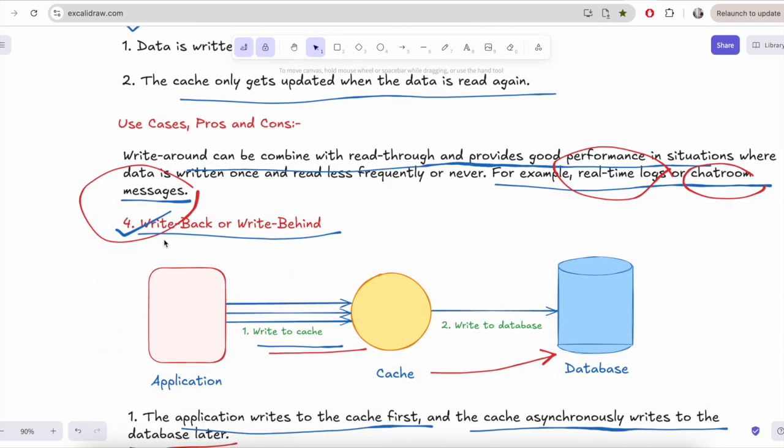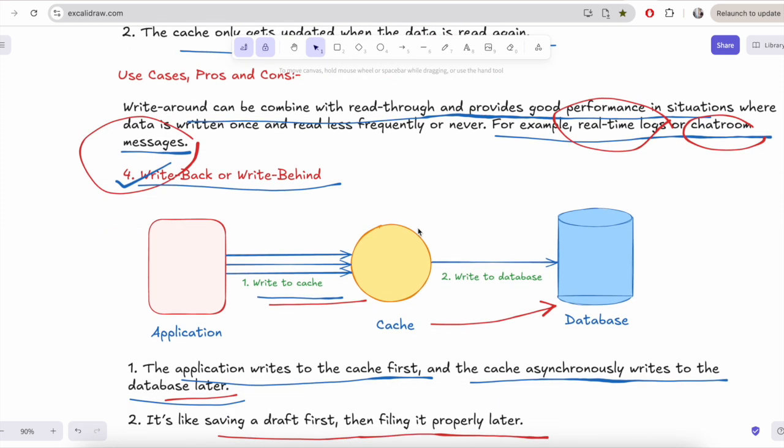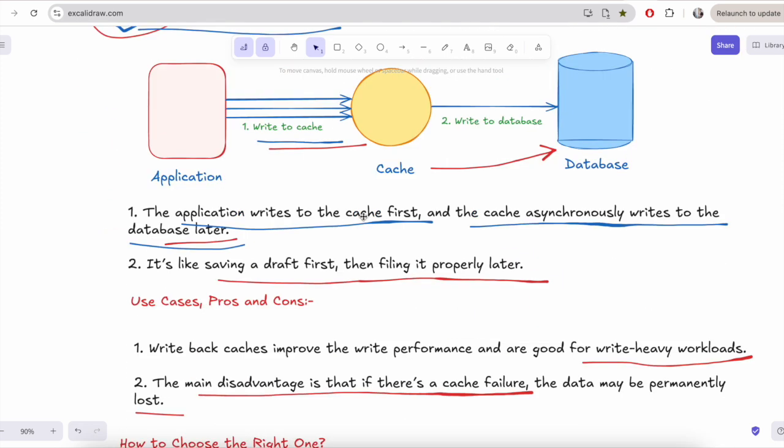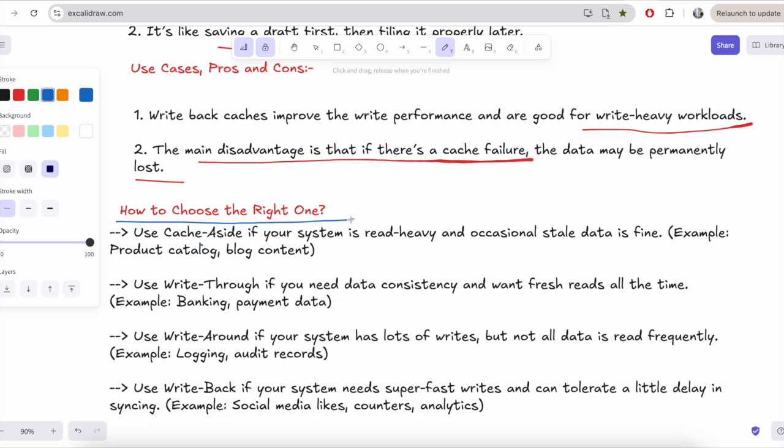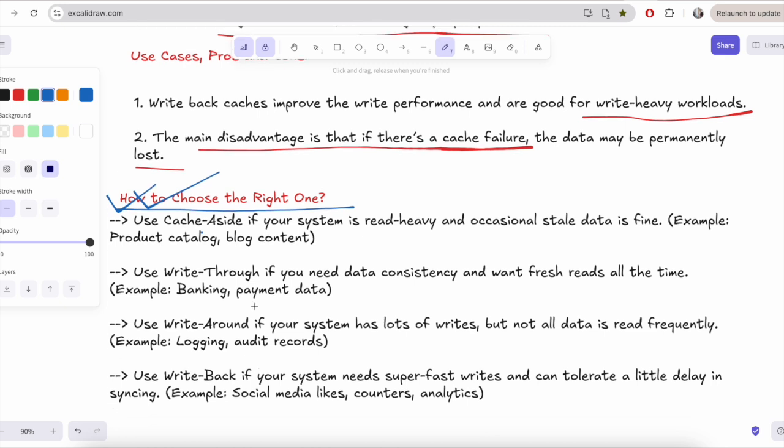And then we talked about write back, or write behind. In this caching strategy, the application writes to the cache first, and then the cache asynchronously writes the data to the database later. So we talked about these strategies in total. But how will you get to know how to choose the right one, which caching strategy would be the best for your system? So let's discuss that very quickly.